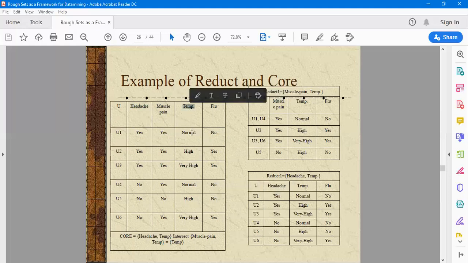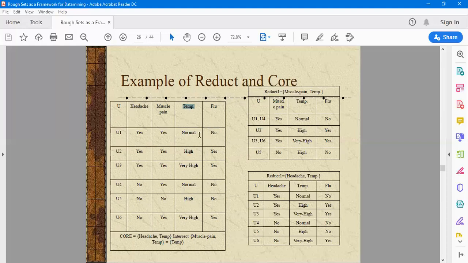Similarly, if you say temperature, this is normal here, so it is no. Again, it's normal here, it is no. So temperature alone could be a decision factor for flu, yes or no. But still, only normal is not the case. You have to see all the domain values of temperature. So let's see another domain value, that is high. Here there is a high temperature and the flu is yes. But over here there is a high temperature, but the flu is no. So again, temperature alone cannot be the decision factor. Hence it cannot be a reduct.